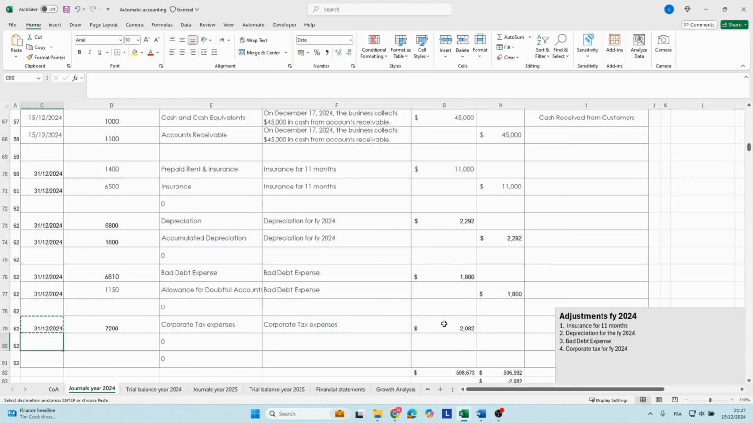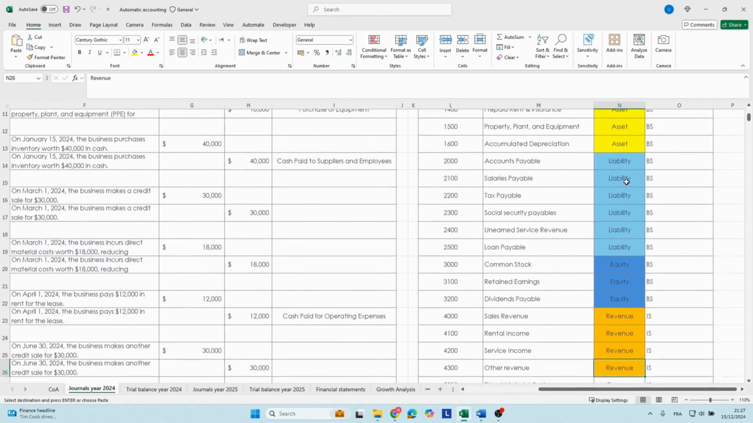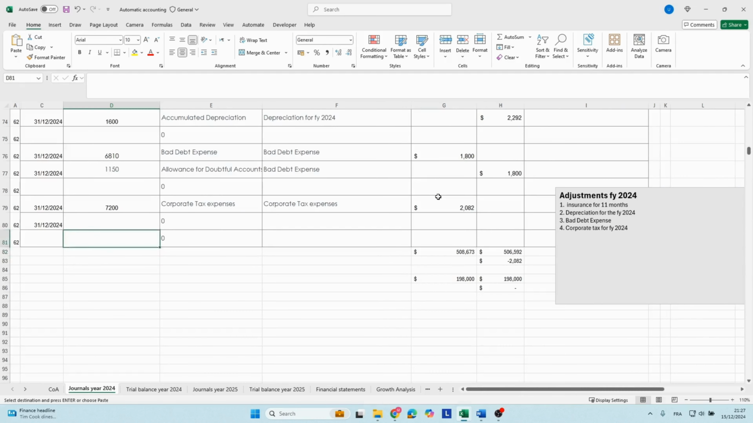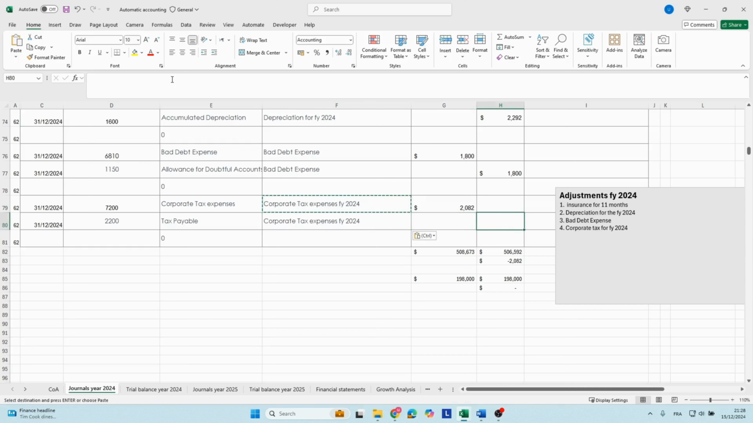Now we do the same thing for credit. So here we need to use a liability account, and we have the tax payable account. We can use this account, which includes all the tax-related accounts. So, corporate taxes year 2024. We put the same amount on credit, so our debit equals our credit. So here we have finalized the first year.